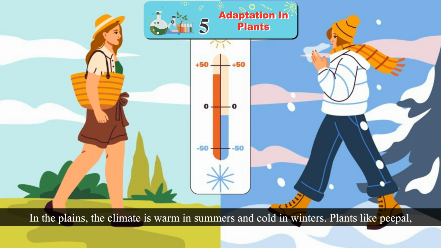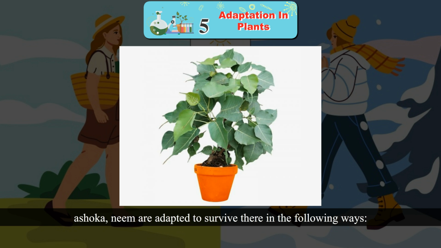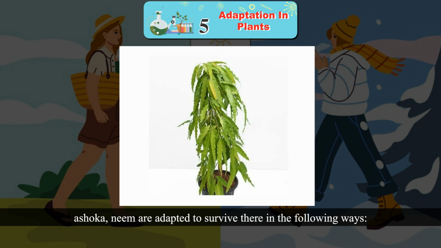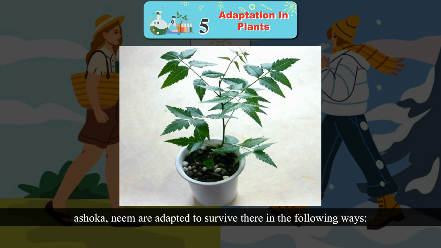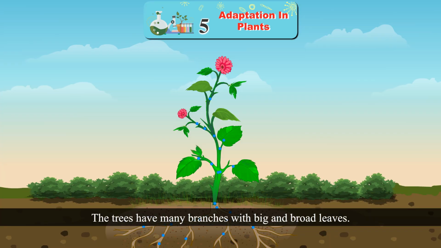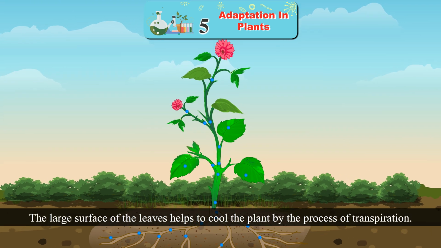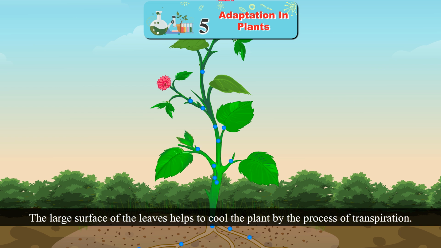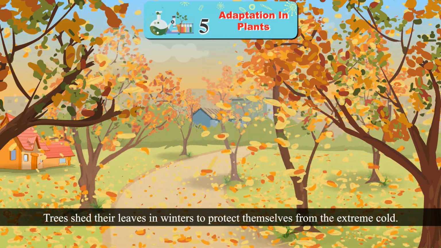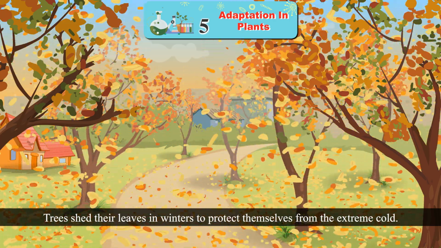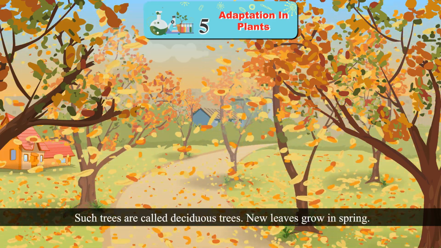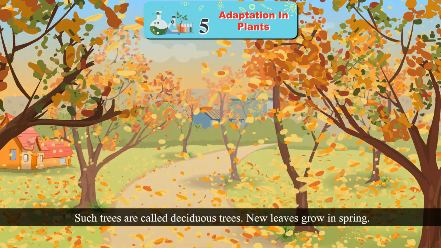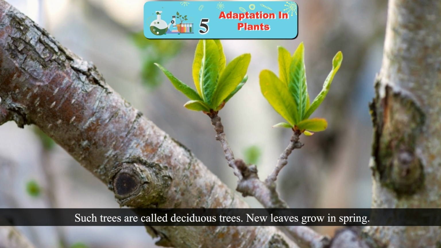In the plains, the climate is warm in summers and cold in winters. Plants like maple, ashoka, and neem are adapted to survive there in the following ways. The trees have many branches with big and broad leaves. The large surface of the leaves helps to cool the plant by the process of transpiration. Trees shed their leaves in winters to protect themselves from the extreme cold. Such trees are called deciduous trees. New leaves grow in spring.